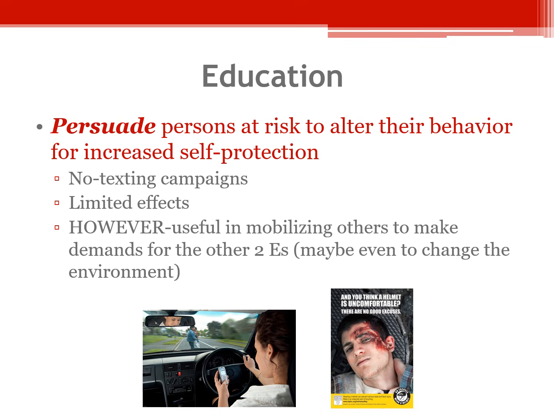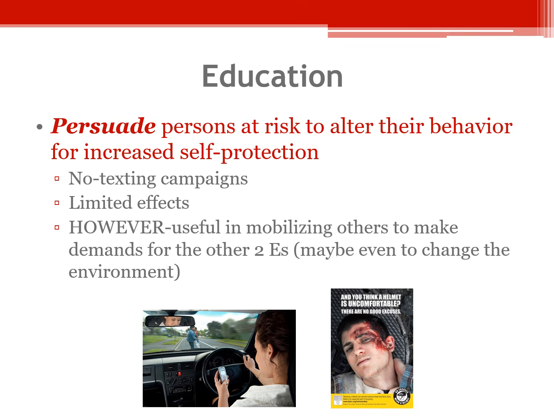No texting while driving campaigns are one example of this, a very persuasive form of education. Of course, there are limited effects to this type of education because, again, it doesn't do anything to address upstream factors. It's really about trying to persuade independent people to alter their behaviors. And sometimes there's even an incentive for people to continue the behaviors that we as injury control professionals feel they should not be doing. So that's one of the limitations of persuasion and really education in general.